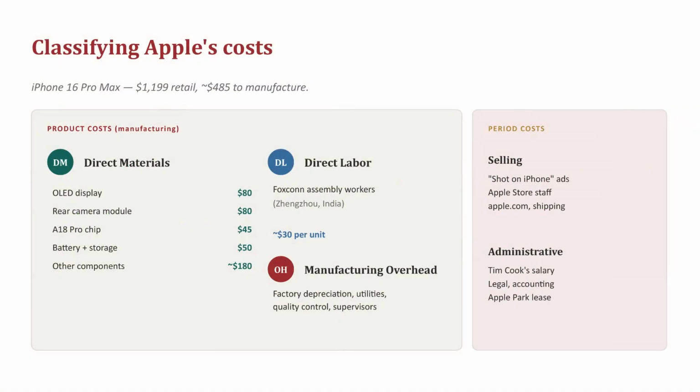Start with the manufacturing cost. Apple's iPhone 16 Pro Max sells for $199, and it costs about $485 to manufacture. Direct materials make up most of that: the OLED display, rear camera module, A18 Pro chip, battery, storage, and other components. Direct labor is about $30 per unit for assembly. Everything else in the plant, depreciation, utilities, quality control, supervisors, is manufacturing overhead. Then come period costs: advertising, Apple Store wages, shipping, and administrative costs like legal, accounting, and headquarters. R&D is expensed as incurred, so it is a period cost too.